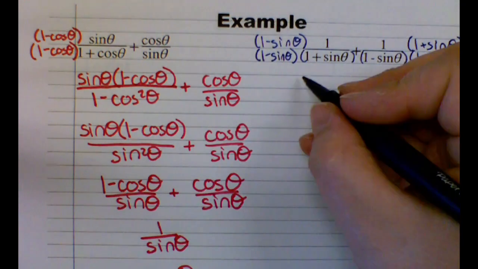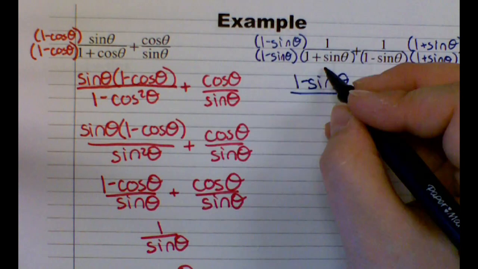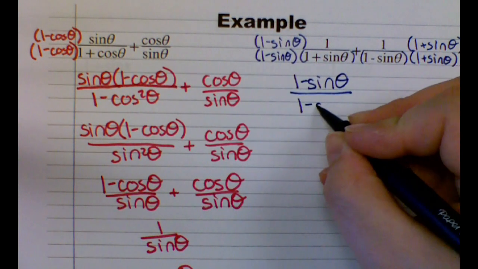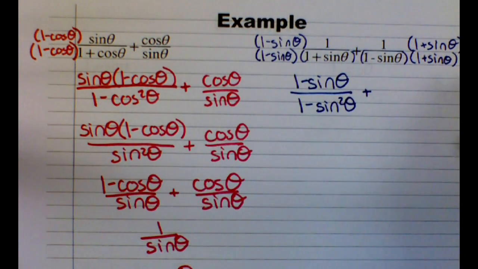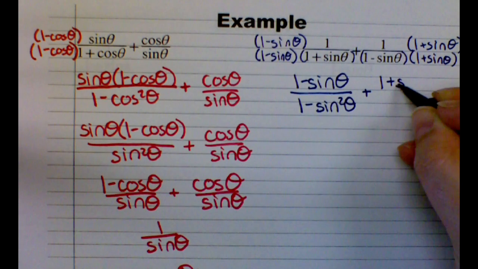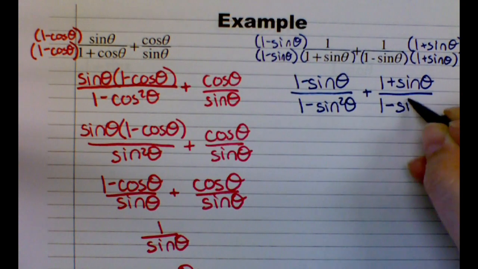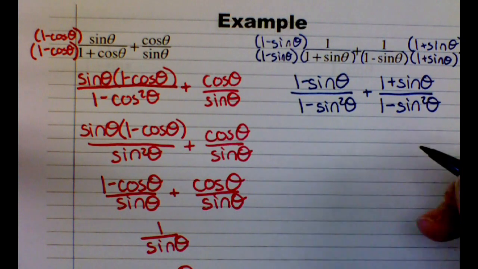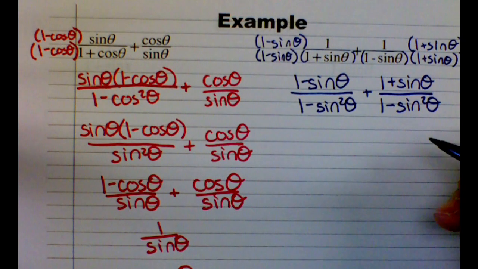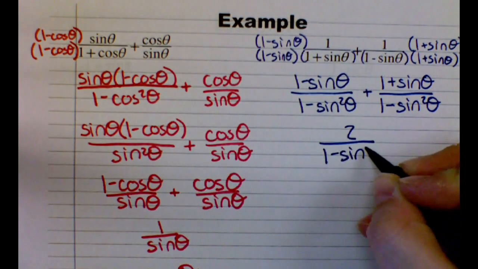So my first fraction becomes 1 minus the sine of theta over, when I multiply that out, I get 1 minus the sine squared of theta. Plus, my numerator of the second fraction becomes 1 plus sine of theta. And my denominator becomes 1 minus sine squared of theta. My fractions have the same denominator now, so I combine them. And I get 2 over 1 minus sine squared of theta.